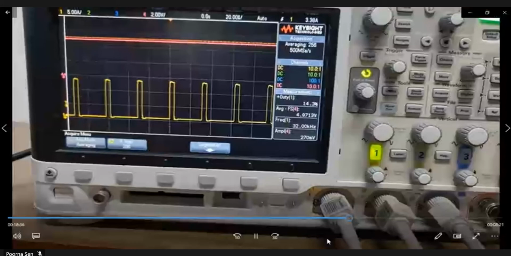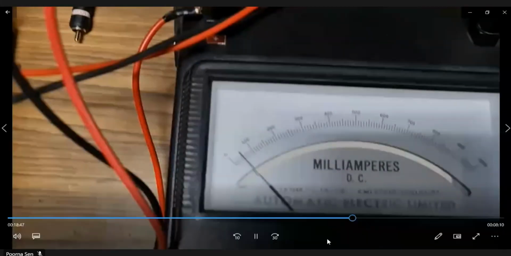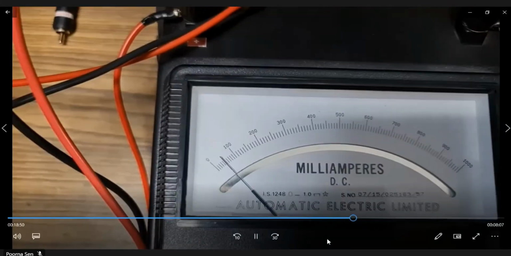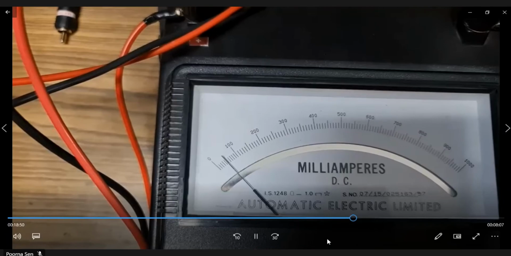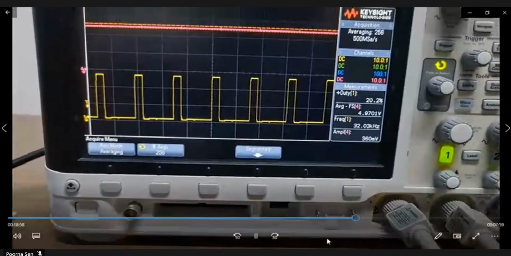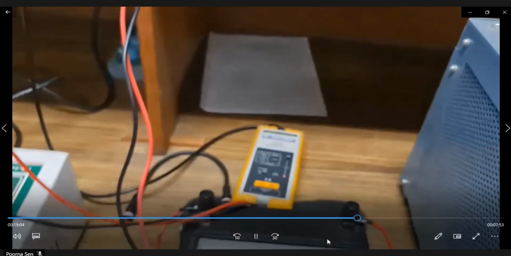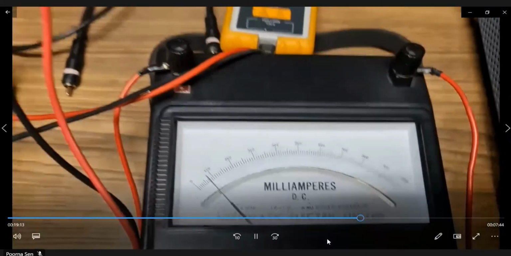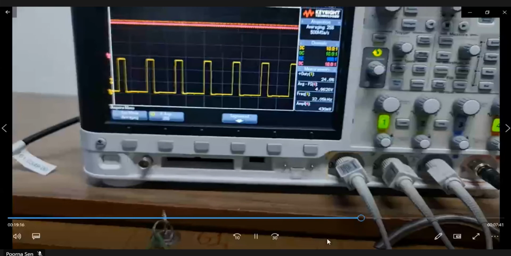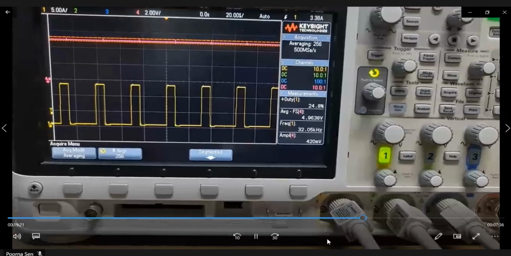Now the load is again changed to 50 milliampere. Duty ratio is 20.2% and output voltage is 4.970. Load current now is 70 milliampere. Duty ratio has changed to 24.8%. Output voltage is 4.964 volts.